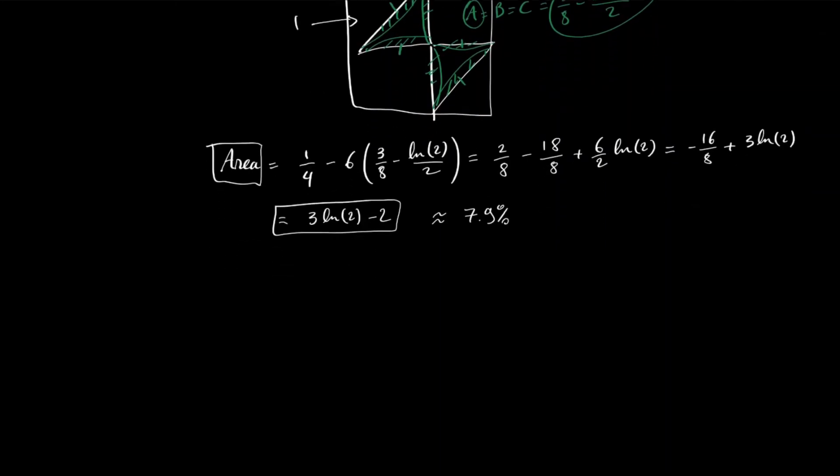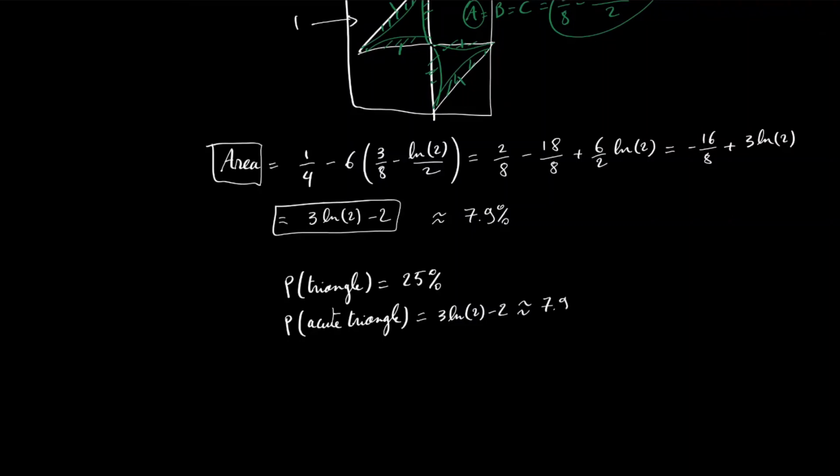So in the end, we showed that the probability of getting any triangle was exactly equal to 25%, and the probability of getting an acute triangle is significantly lower and is exactly equal to 3 logarithm of 2 minus 2, which is approximately equal to 7.9%.